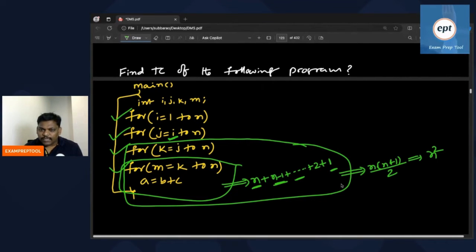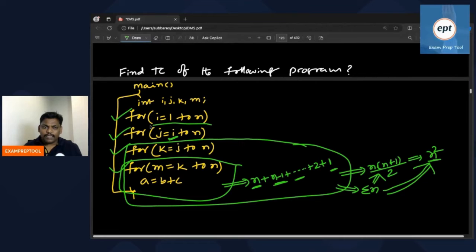This can also be written as: the inner 2 loops give sigma n, the sum of n natural numbers, which goes to n square. Actually n into n plus 1 by 2 became n square, taking the upper term. If you take the remaining things also, they will be negligible. So at the end of the inner 2 loops, sigma k is n into n plus 1 by 2, which is nothing but n square. So for i is equal to 1, this is the story. If i is equal to 2, the same story will repeat.